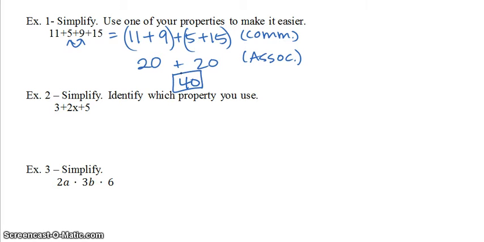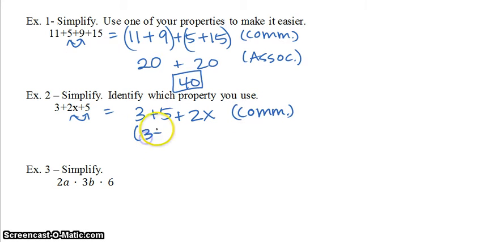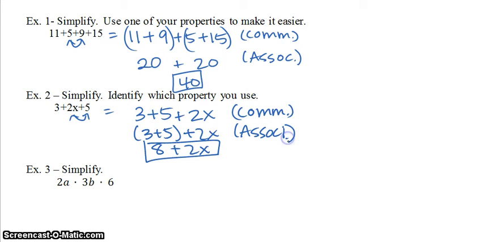Okay, identify which property. So we're going to simplify. Well, I'm going to switch the order of these two, so I'm going to say 3 plus 5 plus 2x. So that is the commutative property because I switched the order. And now I'm going to group these together, 3 plus 5 plus 2x. So that's going to give me 8 plus 2x, and that's all I can simplify. I can't go anymore. And that one was the associative. Okay, because I switched them around, and then I grouped them.